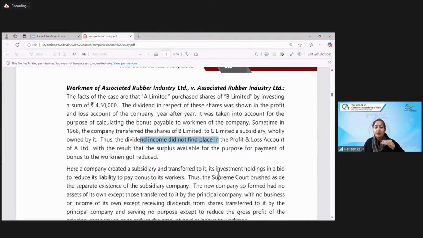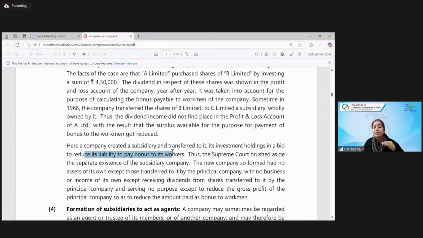So the company created a subsidiary and transferred its investment just to reduce its liability to pay a bonus to the workers. So if a case study comes to you where a company has been creating a subsidiary company just to reduce its liability to pay a bonus, then the Supreme Court lifted this corporate veil. He said the separate existence of the subsidiary company will not be considered. The new company has been formed, except for those investments transferred by the parent, but no business income has been earned. He said you're not doing any business, you're not earning any profits, you're just trying to avoid the legal obligation of paying the bonus. That's why you have reduced your dividends and profits. This is not allowed, and the court lifted the corporate veil, and that subsidiary company and its owners were treated as one.